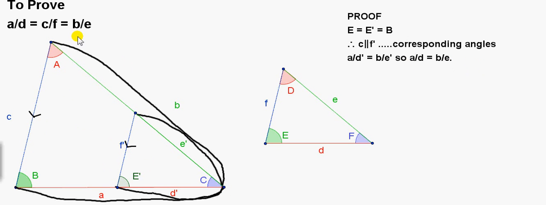So now we've shown that A over D is equal to B over E. But previously we showed that C over F equals B over E. So the three ratios are equal to each other. And that's the end of the proof.